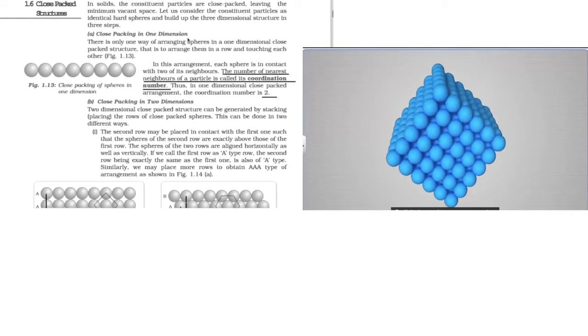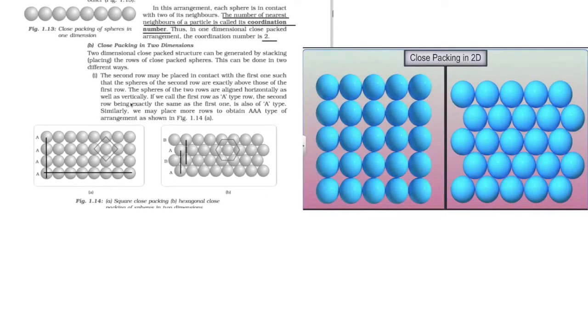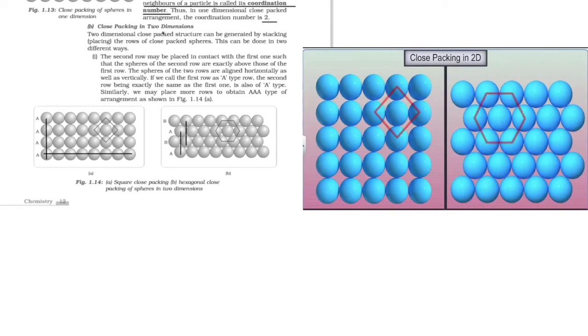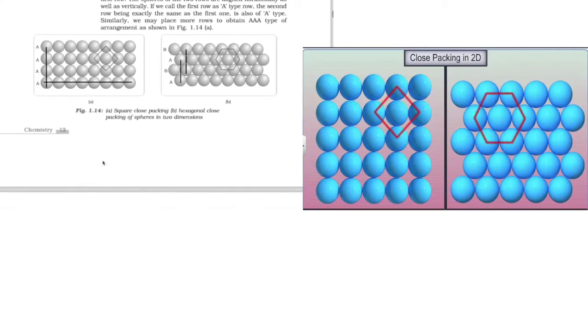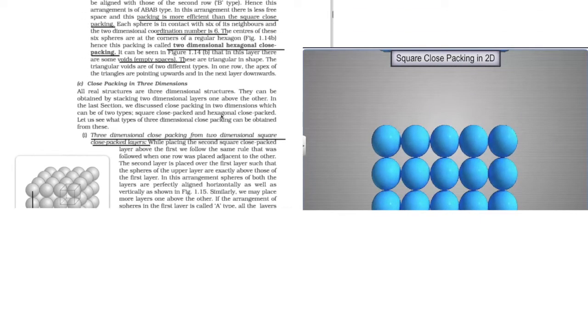Now let's have a revision of the topic close packed structure. Close packed structures can be obtained in 3 steps. Close packing in one dimension, in which the spheres are arranged in a row. Second step is close packing in 2 dimensions. 2 dimensions close packing may be of two types: square close packing and hexagonal close packing. The third step is 3-dimensional close packing.